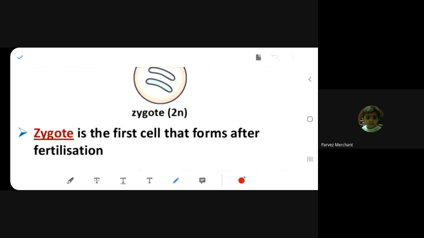So what is the cell which forms after fertilization? That is the zygote. The first cell is the zygote.